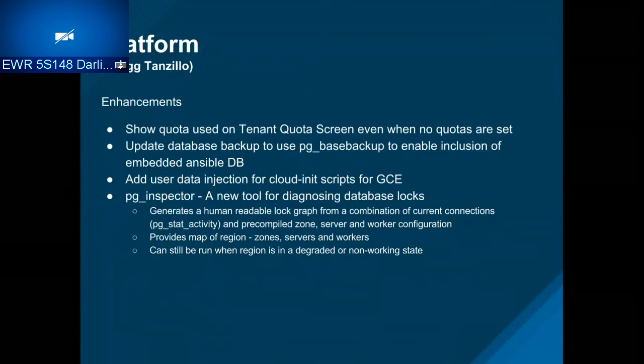This is basically a project that our intern Bo Yao did this summer, and he finished it up for this release and got all the pieces in. It's really nice, and basically you'll get a map of the locks and who's holding the locks and who's waiting for the locks. In addition to that, you can get a map of the environment too, like what zones, which servers are in the zones, which workers are attached to which servers, and that would all correspond to what's in the lock graph.